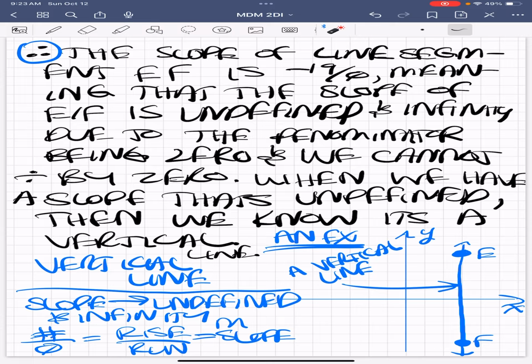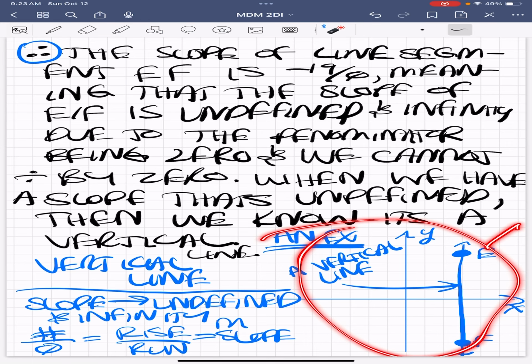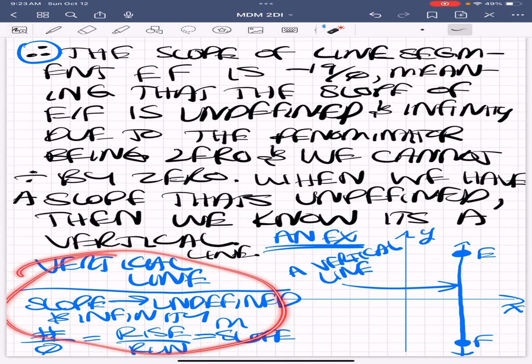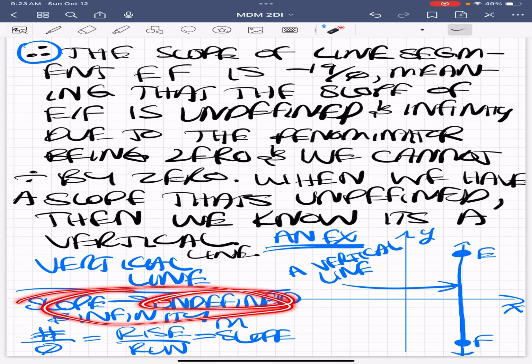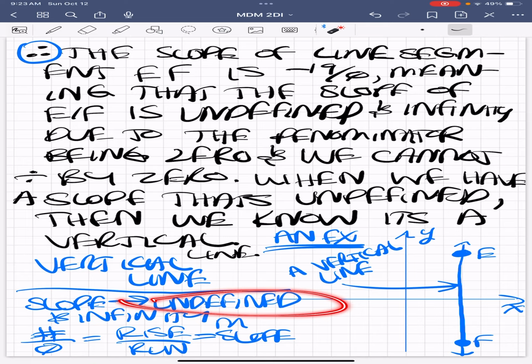So moving on. The slope of line segment EF is negative 19 over 0, meaning that the slope of EF is undefined and infinity due to the denominator being 0, and we cannot divide by 0. When we have a slope that is undefined, then we know it's a vertical line. So here's an example. We have points E and F, and again, vertical line, the slope is undefined. We have a number on the top, and it's division by 0, which means it's undefined. So that's the slope.